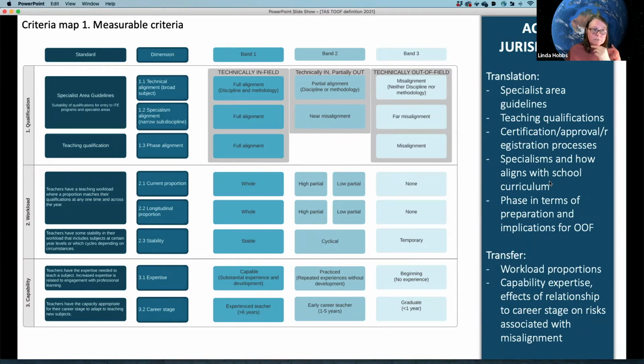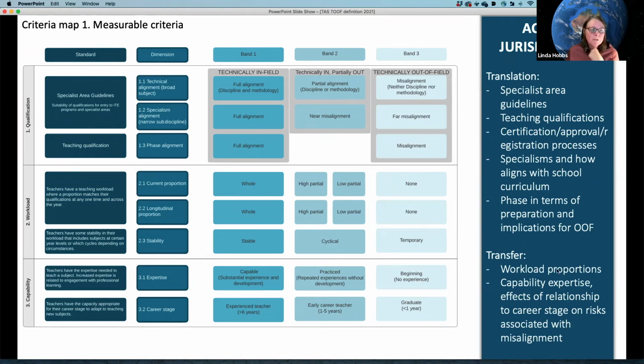Specialisms and how these align with the school curriculum. We don't have a subject called Algebra 1 in Australia, it's called maths in Australia. How specialism is defined in that context is quite different, I think. And then you've got phase in terms of preparation and implications for out of field. Certainly in Germany, they talk about primary teachers teaching out of field because they don't really get exposure to a lot of disciplines, only some, which is quite different in Australia, which is why we can talk about teachers as generalists, although technically probably not really good at maths and some other subjects.